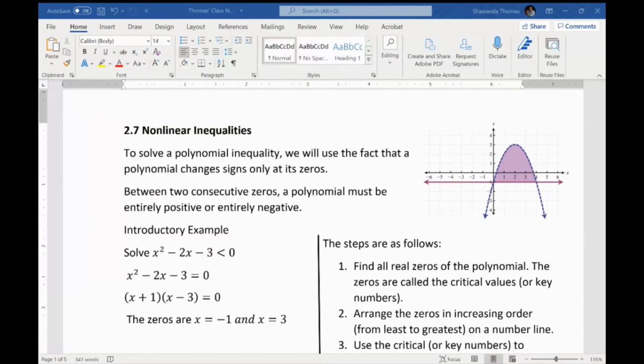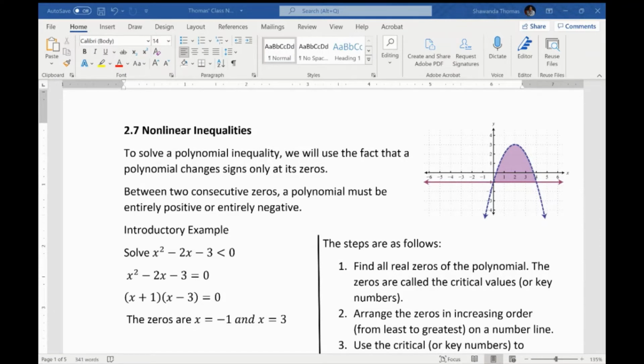So 2.7, we talked about nonlinear inequalities. To solve a polynomial inequality, we will use the fact that a polynomial changes signs only at its zeros. Between 2 consecutive zeros, the polynomial must be entirely positive or negative. So we use that information to solve these problems.